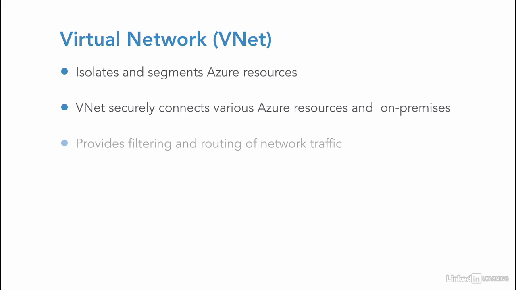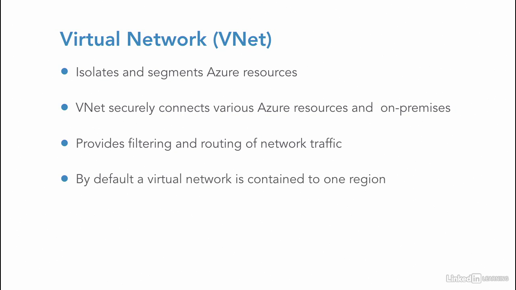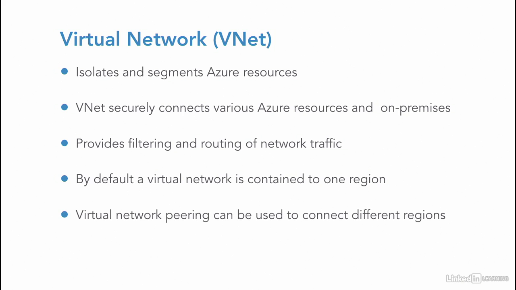A virtual network will provide filtering and routing of our network traffic. Basically, it can be a traffic cop. And this next point is critical. By default, a virtual network is contained to one region. It cannot span regions. But if you do need to connect your virtual networks that are in different regions, you can do so using virtual network peering. You can also use a VPN gateway, which we'll talk about in a moment.